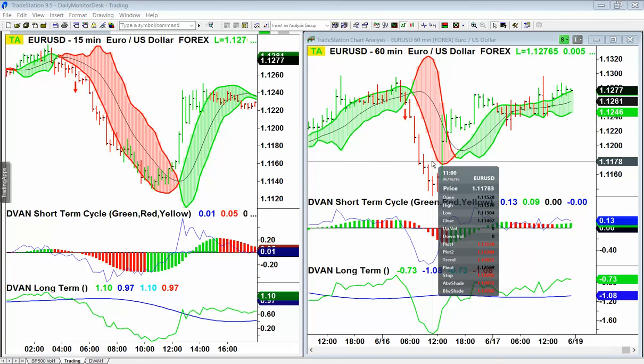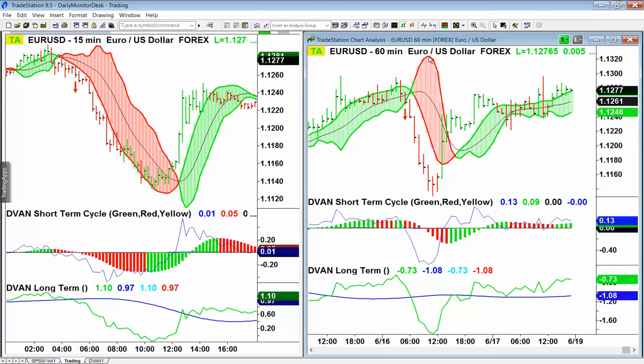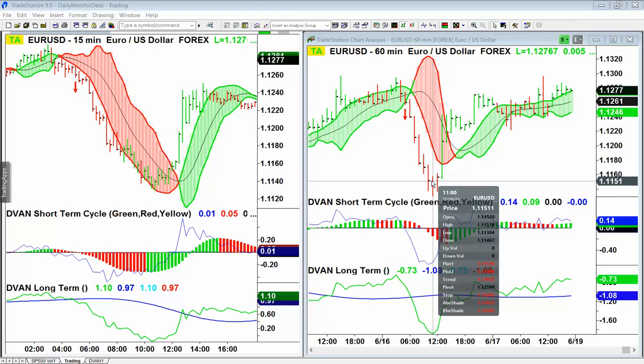At 11 a.m., and you can see at the very top of this chart, the top of this cycle starts moving back down towards prices rather than expanding. That's telling us that at this point, at this hour, 11 a.m., we're starting to see some contraction.